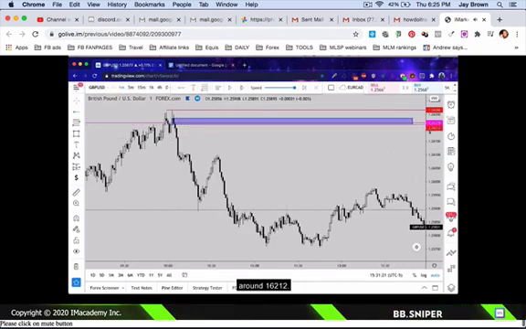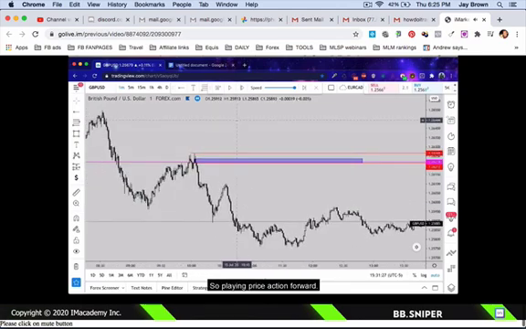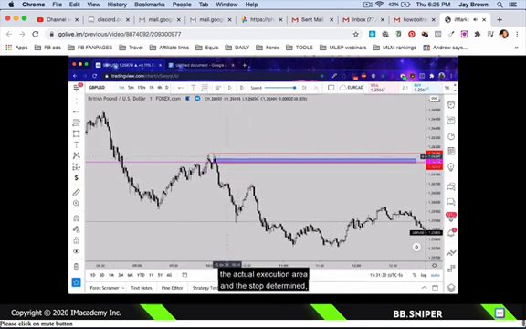around 1.6212. Okay, so playing price action forward, now that we've got the actual execution area and the stop determined, you can see that we've got that tight stop loss. 5 pip stop is what we'd be running on this position.